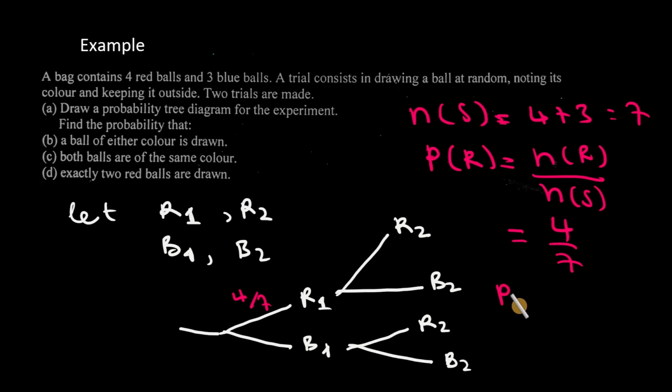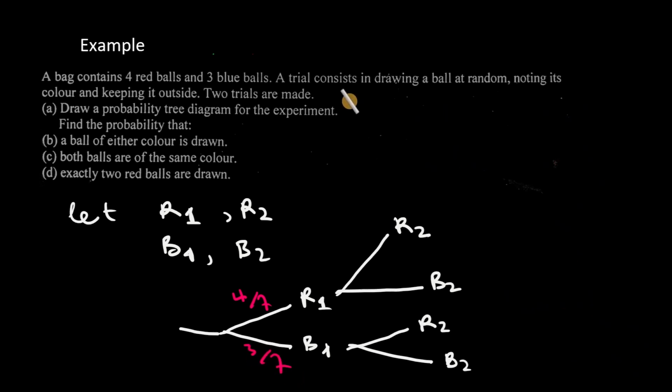And the probability of drawing a blue ball is equal to the number of blue balls over the number in the sample space, which is equal to 3 on 7. So here is 3 on 7. You know, this trial consists in drawing a ball at random, noting its color and keeping it outside. So in the first trial, a red ball was taken out of the bag and then it was not replaced back. That's, it was kept outside.